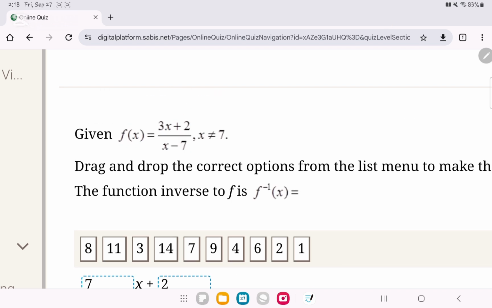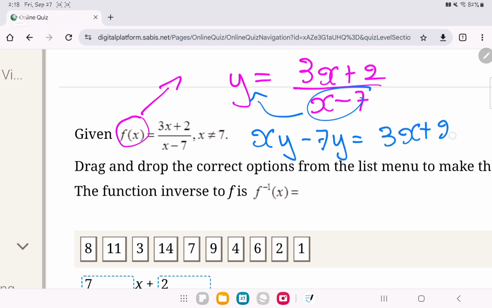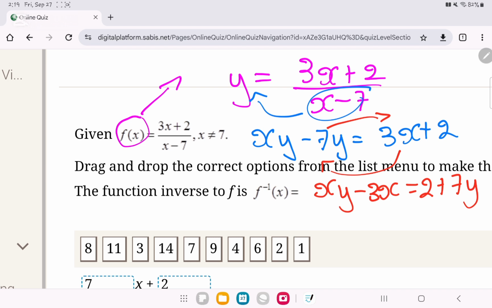Now let's do it the practical way. We said first we change f of x into y. It becomes y equals (3x plus 2) over (x minus 7). Then we bring this over here and multiply (x minus 7) times y. It becomes xy minus 7y equals 3x plus 2. Then we need x all on one side, so we bring this y over here and 3x to the other side. So then it becomes xy minus 3x equals 2 plus 7y, or 7y plus 2, however you like it.